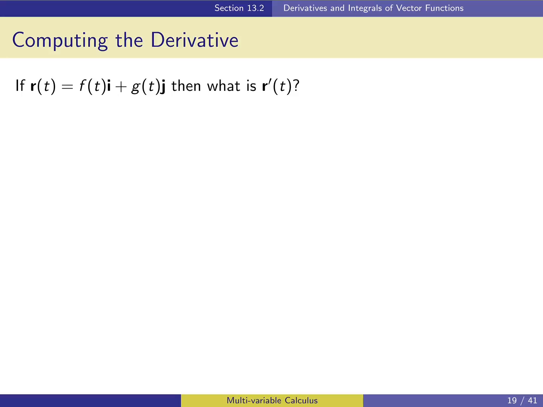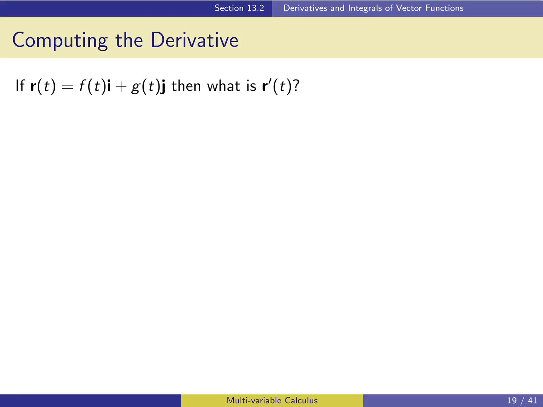Just like in single variable calculus, we don't want to spend a lot of time stuck on the limit definition of the derivative. Instead, we want to get some sort of formulas that we can actually use. Recall that a vector function can be broken down into component functions. Here I've broken r of t into f of t times i and g of t times j, so f and g are the x and y component functions, and this is just a plane curve. So, how do we compute the derivative, and how is it related to the component functions?